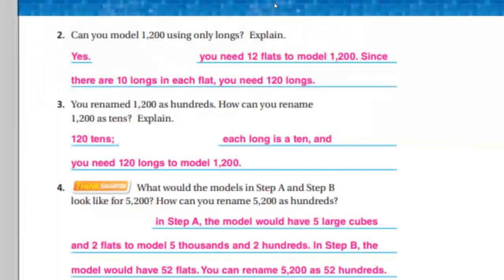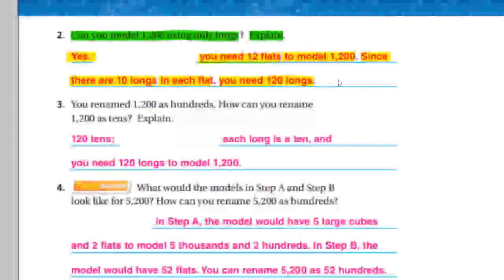We have here these questions. Firstly, can you model 1200 using only longs? And explain. Of course you can. You can model it with longs. You need 12 flats to model 1200 since there are 10 longs in each flat, so you need 120 longs. As we studied before in the first lesson, we have longs for tens, right? And we have flats for hundreds, and we have large cube for thousand.